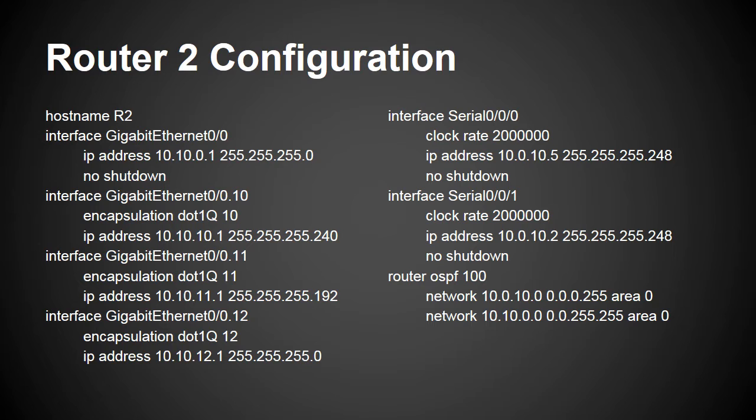For routing protocols, router OSPF 100 was set up with a network of 10.0.10.0 with a 0.0.0.255 wildcard mask and assigned to area 0. And network 10.10.0.0 with a 0.0.255.255 wildcard mask was also assigned to area 0.